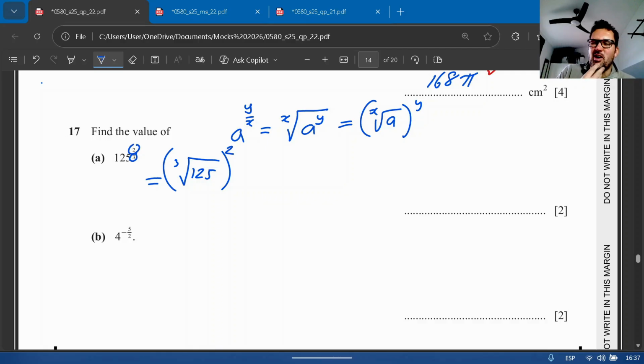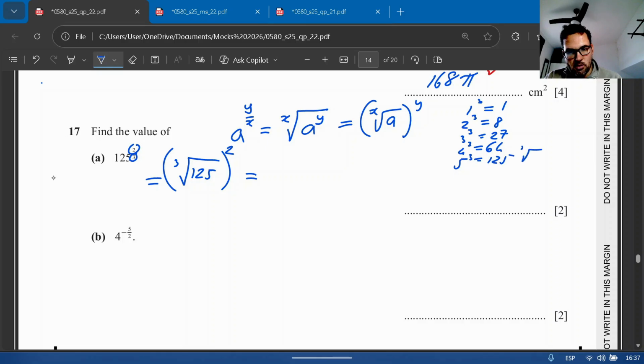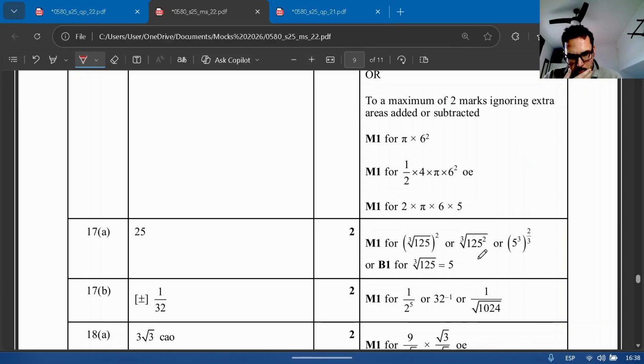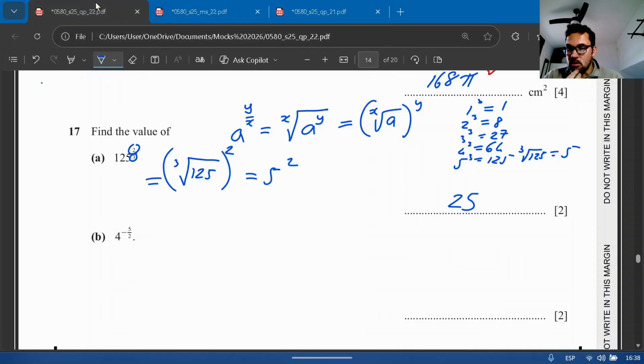You can put it inside as well, but doing the square of 125 is a bit tough. But we know our cube numbers, don't we? 1 cubed is 1, 2 cubed is 8, 3 cubed, 3 times 3 times 3, 27. Study these. 4 cubed, 64. 5 cubed, 125. That's why the cube root of 125 is 5. So that gives us 5 squared, which gives us 25. Straightforward, that one. 25. You see there, 1 mark for writing this. You can put the square inside. That's another way, because 3 times 2/3 is 5 squared. Yeah, that's another way of doing it there. Okay, so basically 1 mark for writing it like this, 1 mark for the answer.